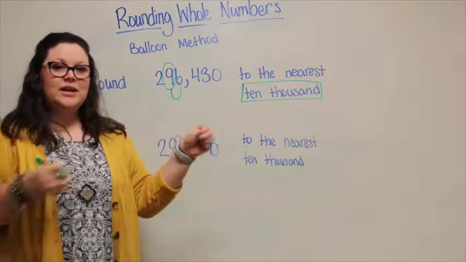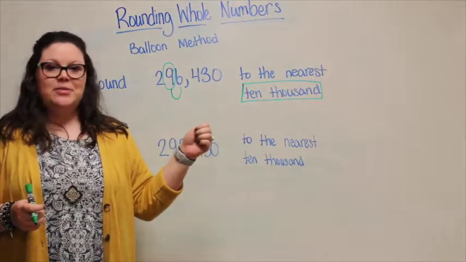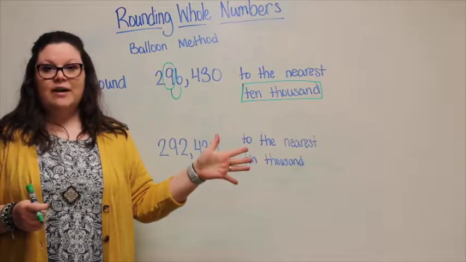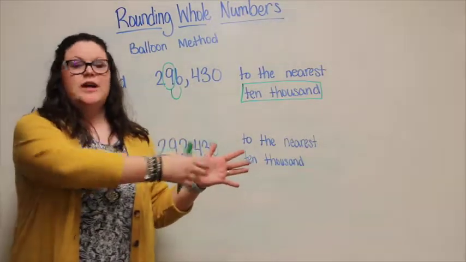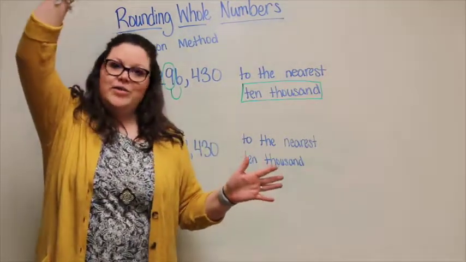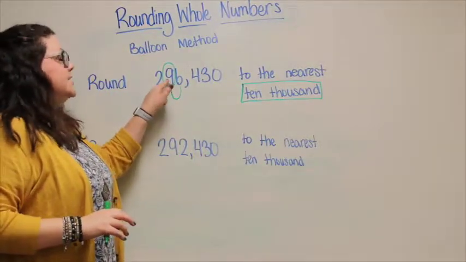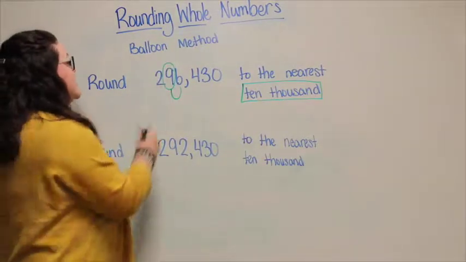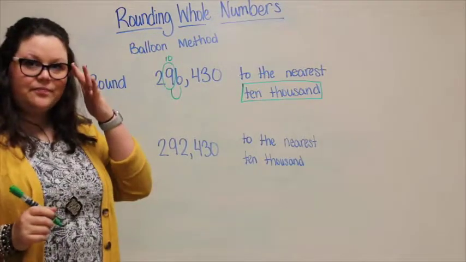If I was holding an imaginary balloon, I want you to watch what would happen to my balloon. 1, 2, 3, 4, 5. When I let go of 5 fingers, I no longer can hold the string. So my balloon's going to fly up in the air. So what we say is the digit that's in that balloon goes up. So this 9 would become a 10.